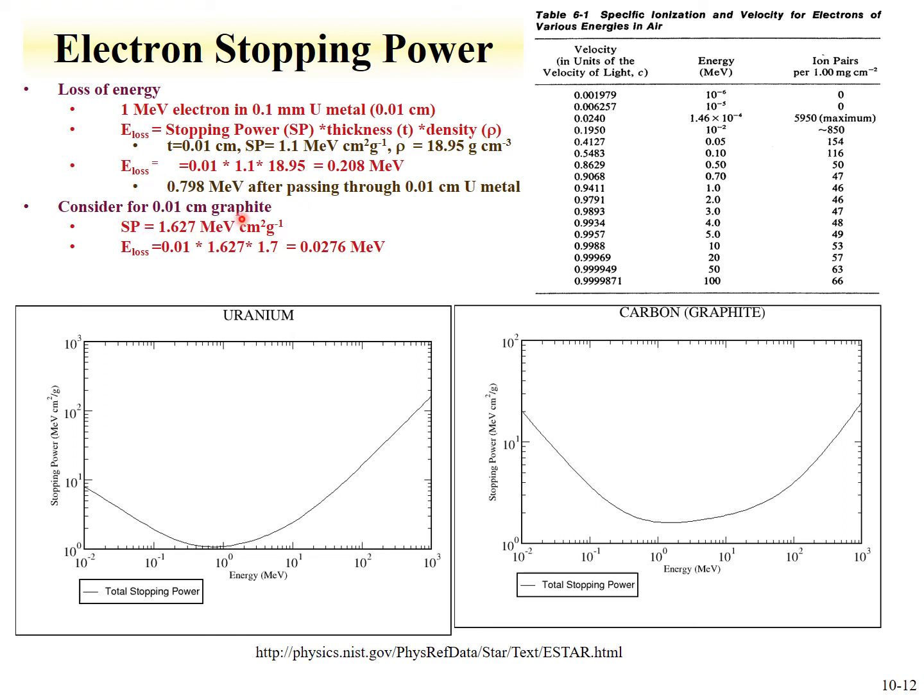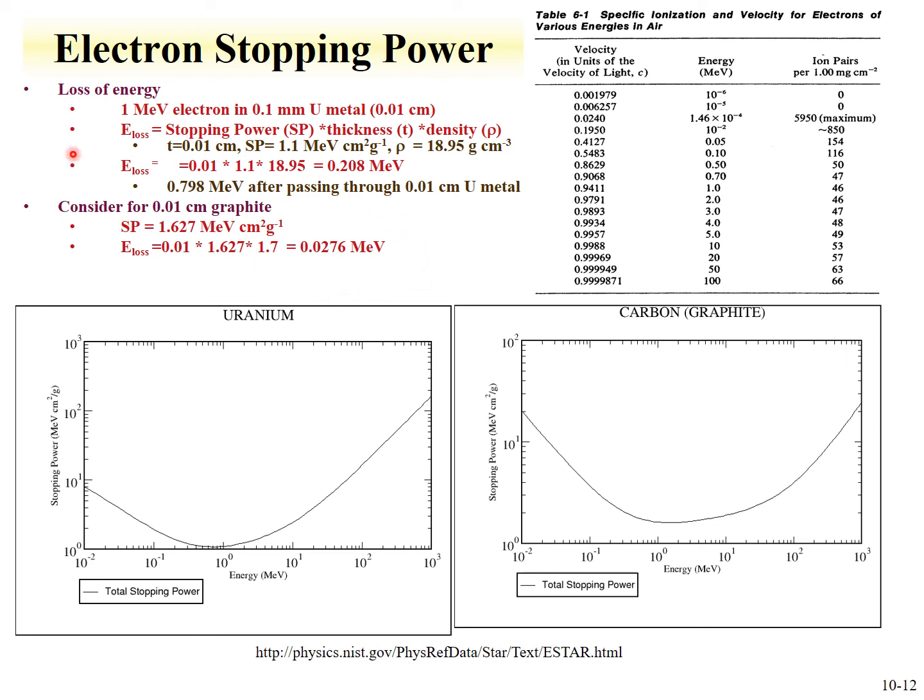Imagine that we have the same thickness of graphite, so 0.01 centimeters. Stopping power is listed here, 1.627 MeV centimeter per gram. The energy loss is shown to be 1/10 of what we get for the uranium, 0.0276 MeV. So the bulk of the electron energy remains with the electron. So the energy that is absorbed by the material is relatively low.